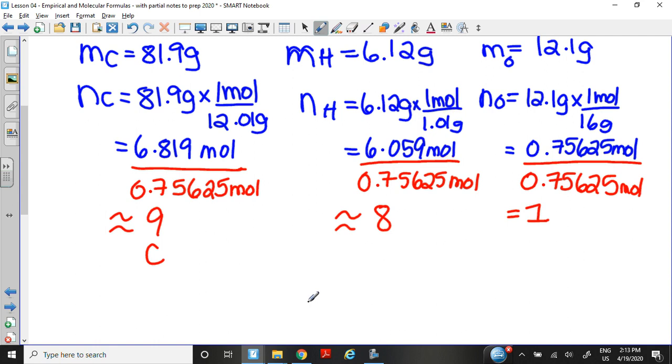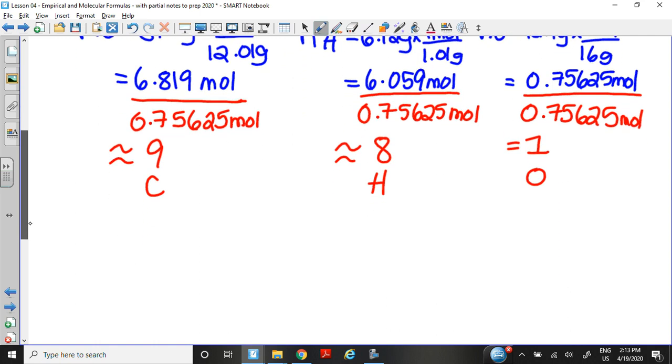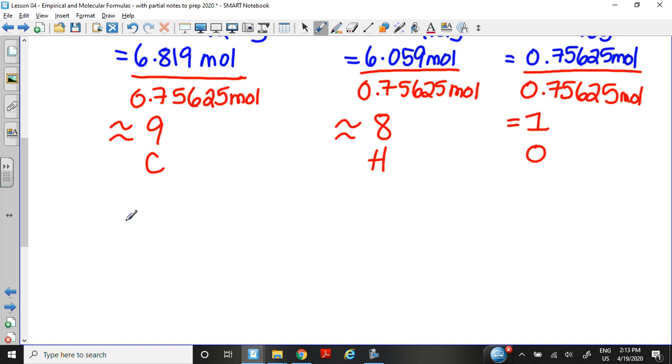This is representing how many carbons we have. This is representing how many hydrogens we have. And this is representing how many oxygens we have. Now we have our most simplified ratio, or our empirical formula. So now we can write a concluding statement.